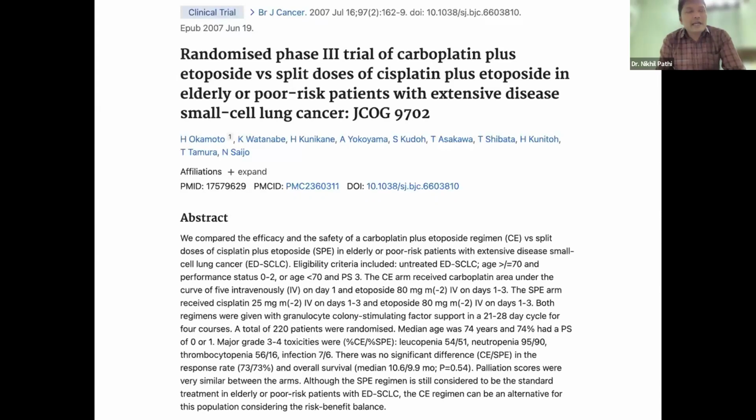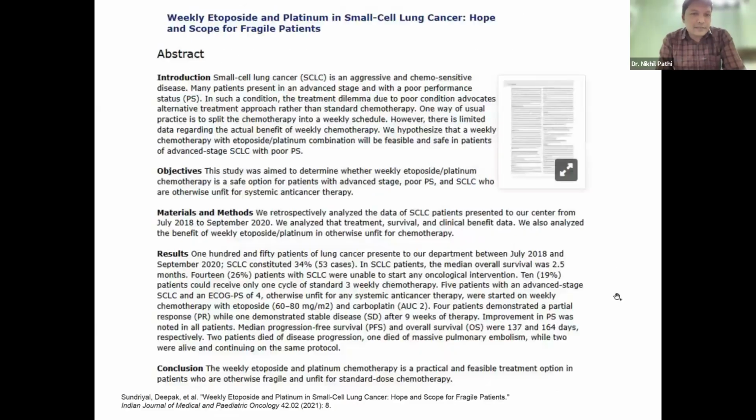So I've gone through and checked for the various dosing schedules, though I'm pretty sure that the standard dose is not an option for us. So when I looked at literature, there was this study which looked into the split dose of cisplatin and etoposide. What they actually did was they replaced carboplatin with cisplatin. Cisplatin was split over 3 days, and etoposide was again the same. I thought this is also not a great option for our patient. So what else can be done?